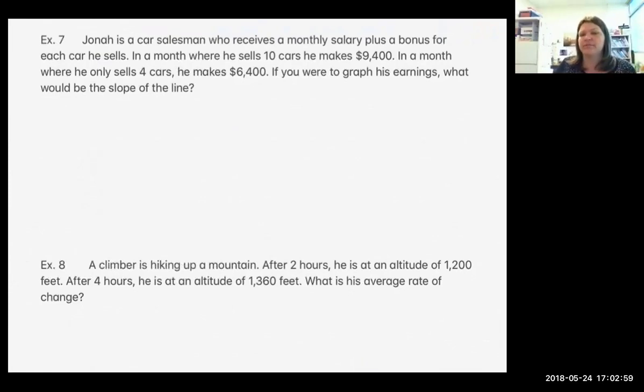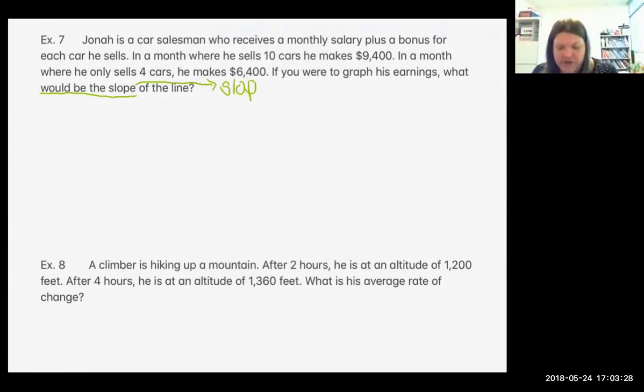Jonah is a car salesman who receives a monthly salary plus a bonus for each car he sells. In a month where he sells 10 cars, he makes $9,400. In a month where he only sells 4 cars, he makes $6,400. If you were to graph his earnings, what would be the slope of the line? So at least on this one, they were kind about reminding us that this is slope.